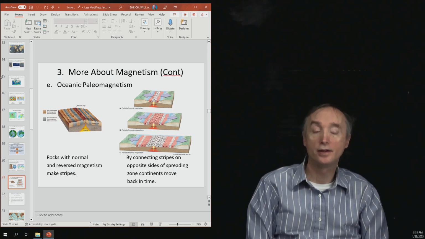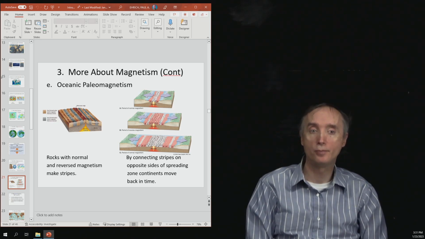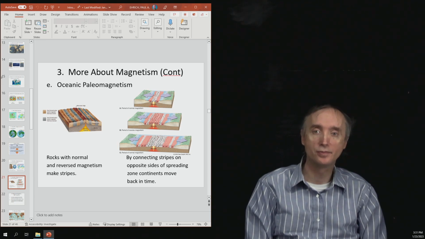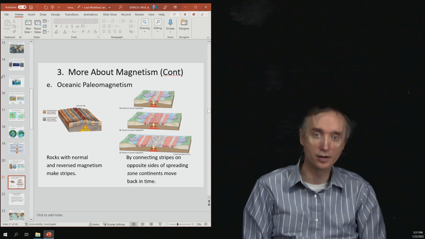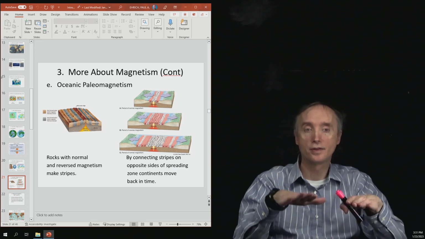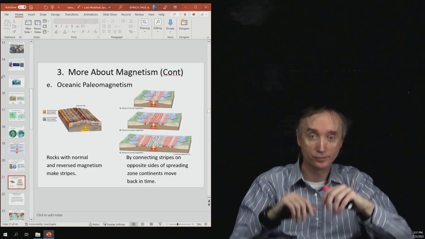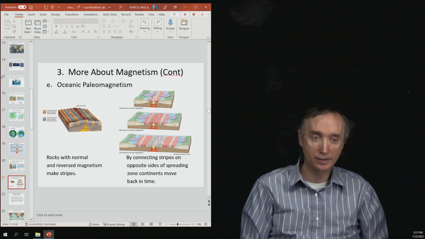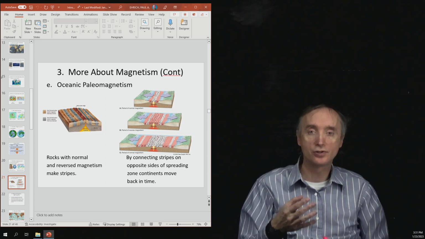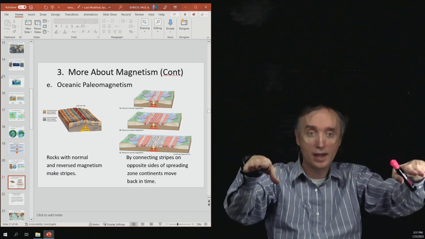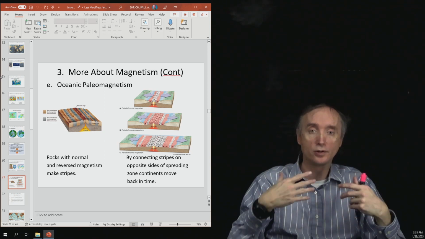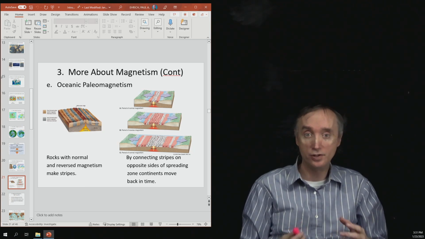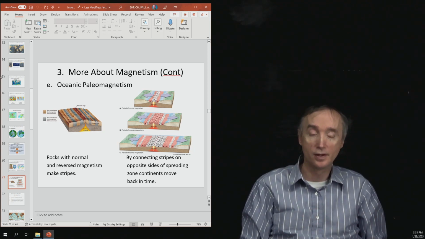Hello, and in our previous segment we showed how paleomagnetism, or the magnetism that is contained in old rocks, can show that the continents have moved in the past. All right, now what we want to do is to show how paleomagnetism can show that the ocean has spread. So we're going to try to show seafloor spreading through the use of magnetism.